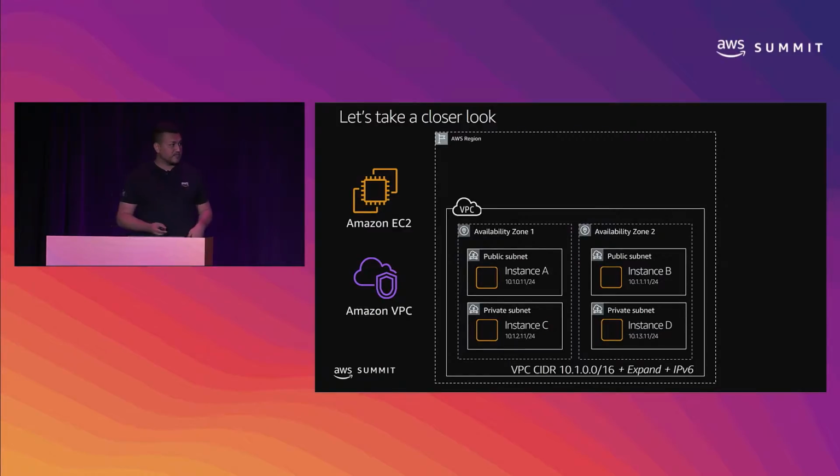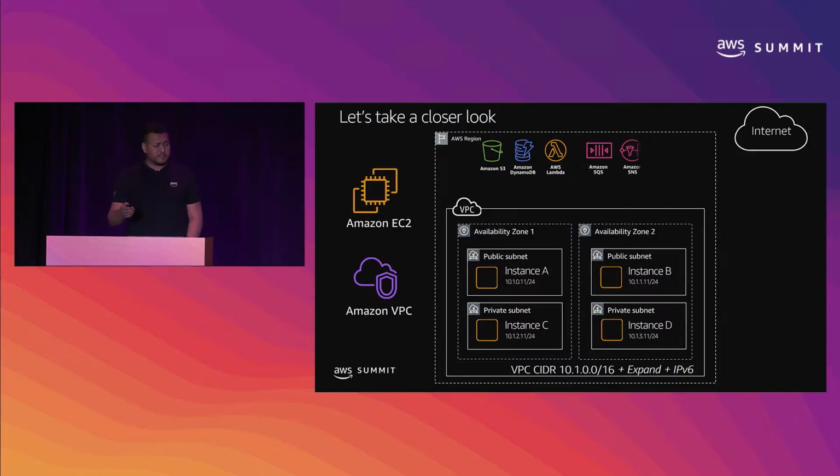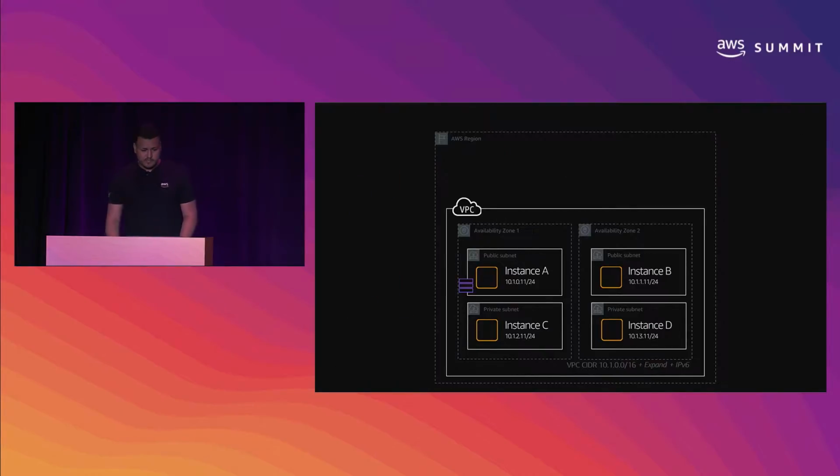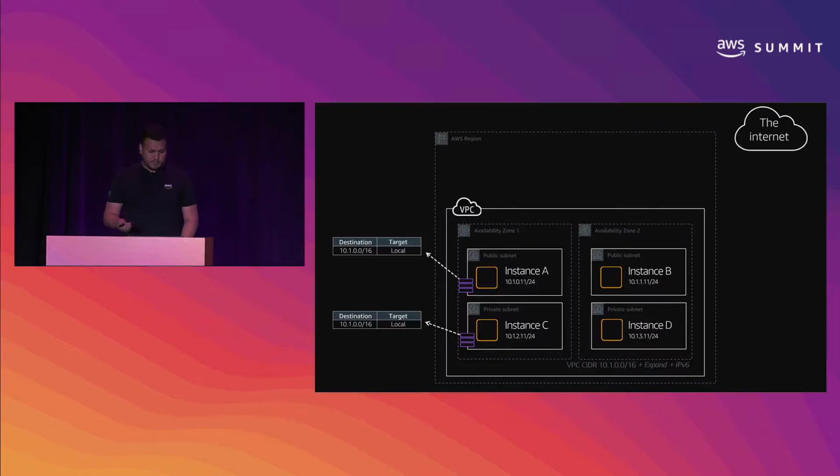Public subnets are public because they have an elastic IP address assigned to them, so everyone on the internet can go and talk to them. We also have regional level services that live outside of your VPC but within the Amazon region. If we take a little deeper look, the Amazon VPC has route tables attached to the subnets. There are a couple routes in here, local routes, so all these instances in this VPC can talk to each other.